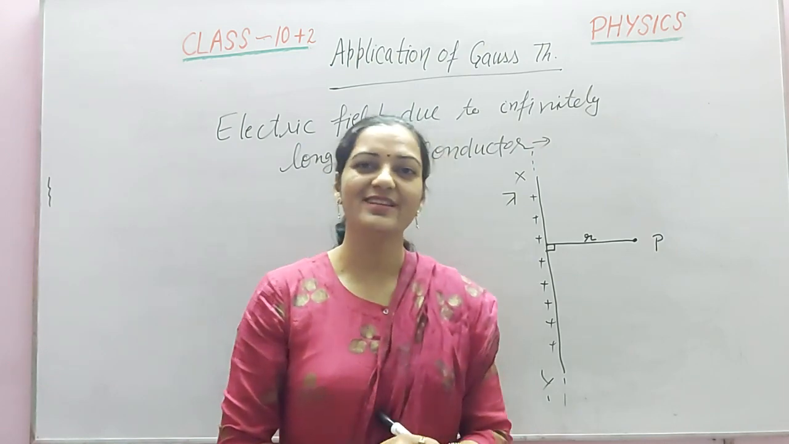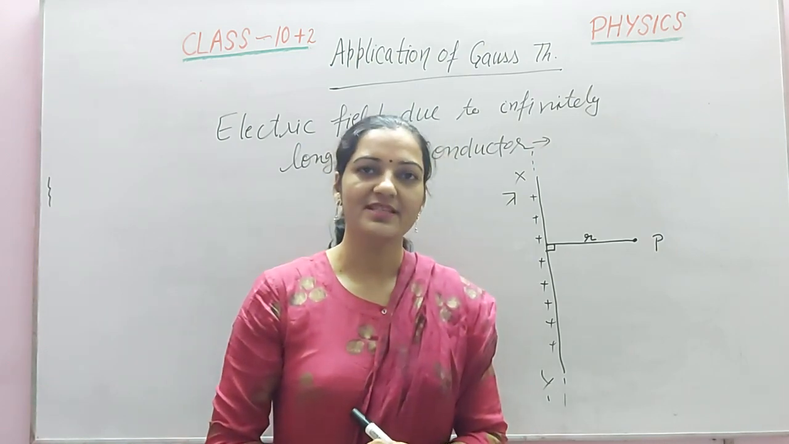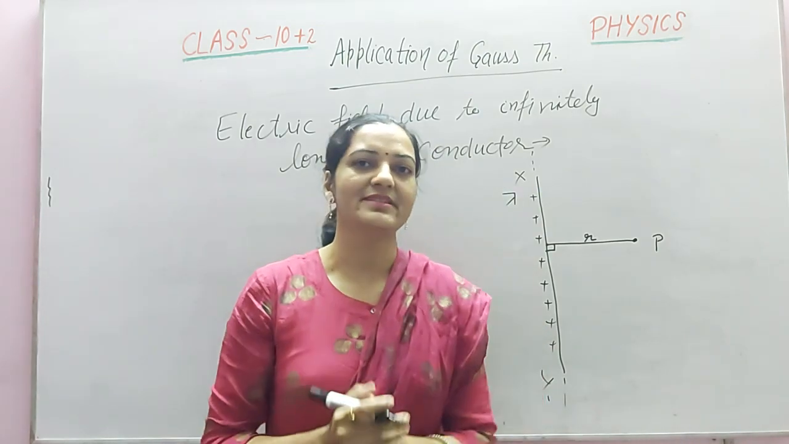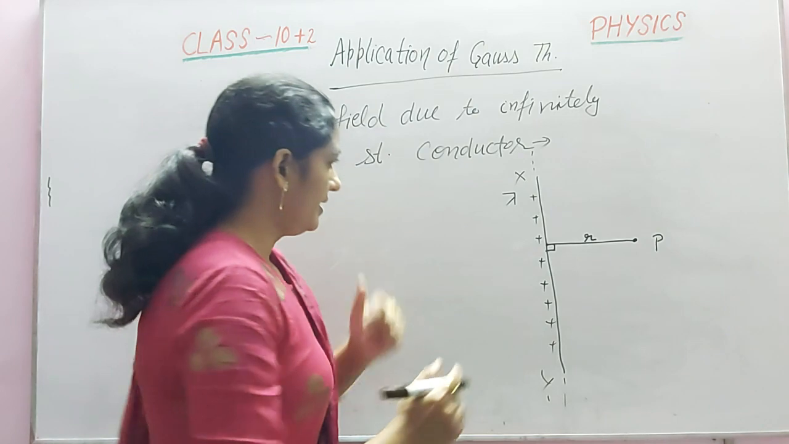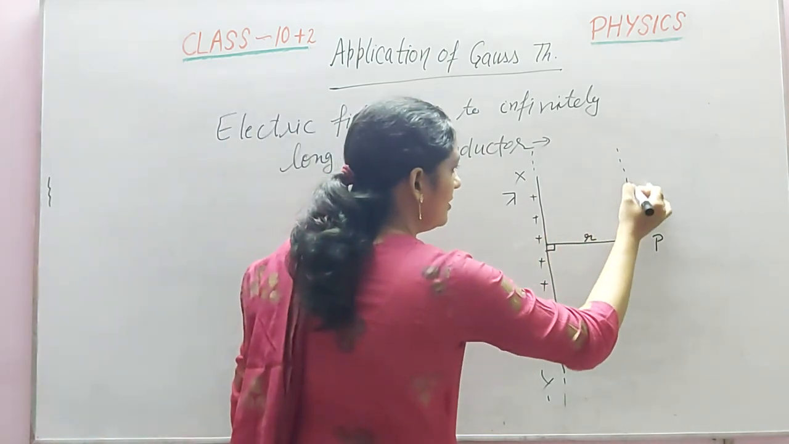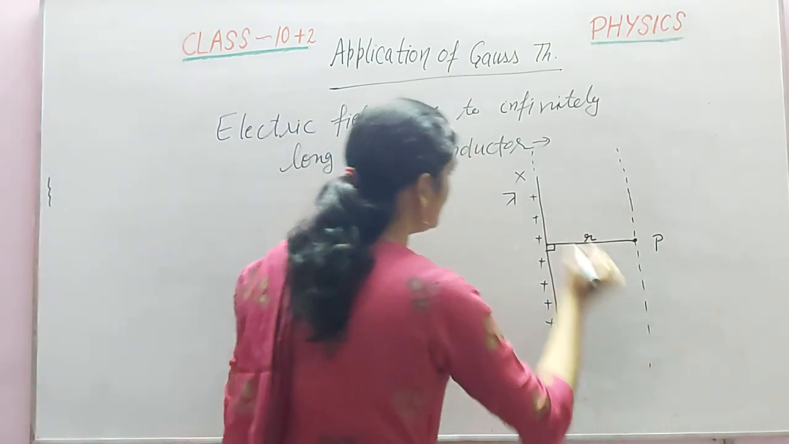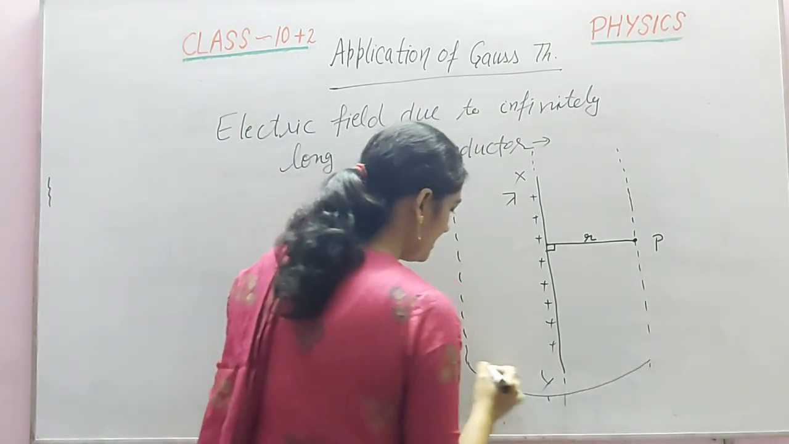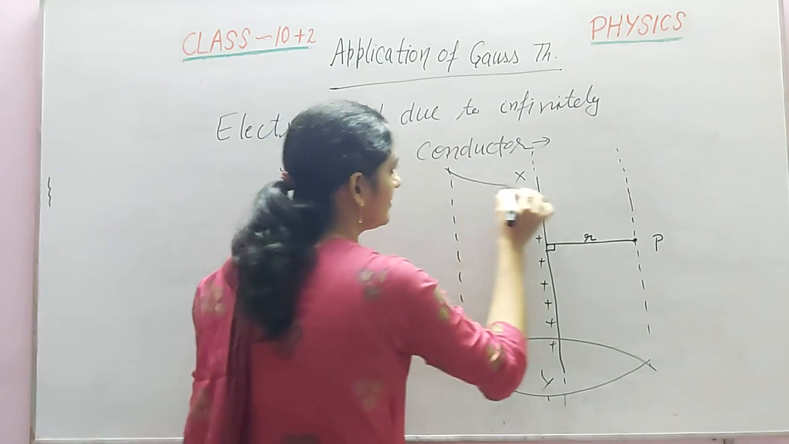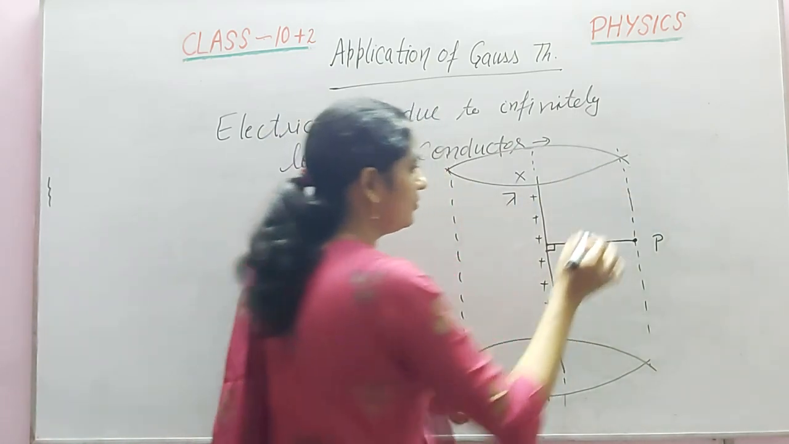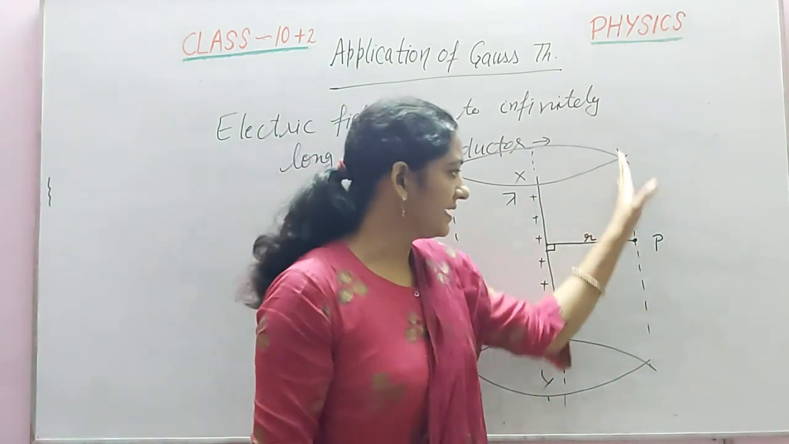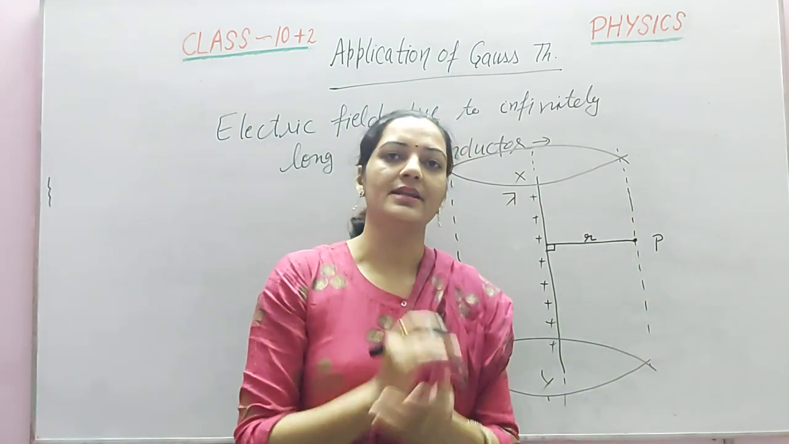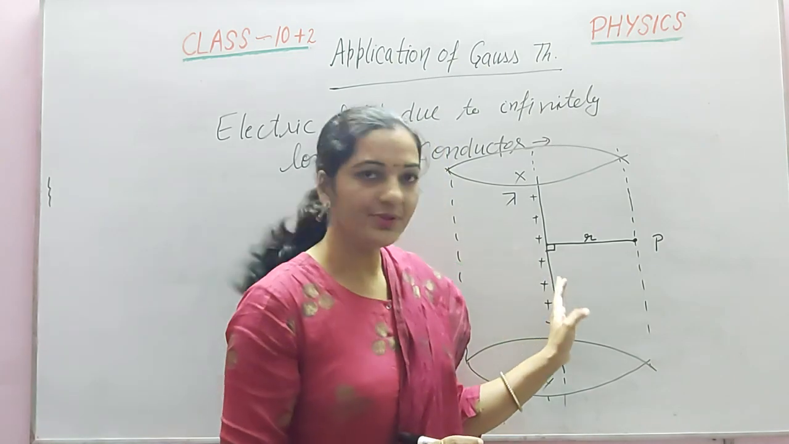Do you know about Gaussian surface? What is a Gaussian surface? That closed surface at which Gauss theorem is applicable. So here we will use a cylindrical Gaussian surface, so that point P is at the curved surface of the cylinder. Is it clear to you?